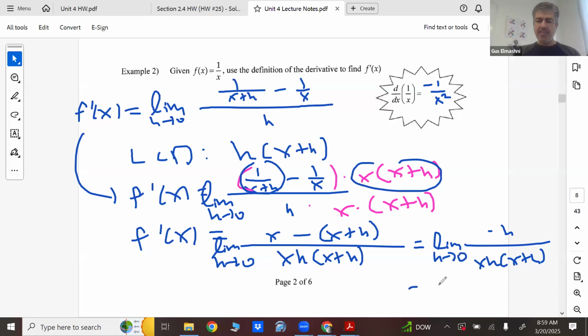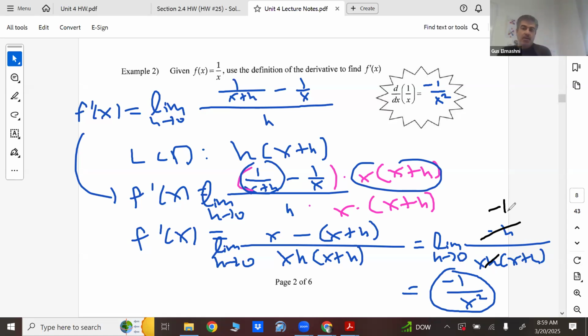A lot of writing, I know. The h's cancel. You get negative 1 over x squared. Because when you plug in 0 for h after you cancel out these h's, you can plug in 0 for h right away. Like I got negative 1 over a squared. Does it really matter what variable you use? Yeah, so that's arbitrary, right? 100%. Fully arbitrary. So negative 1 over x squared. Okay, now let's investigate this graphically.